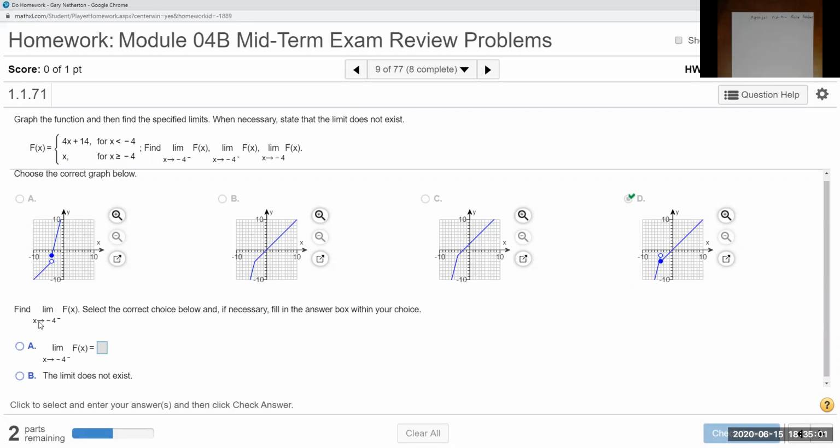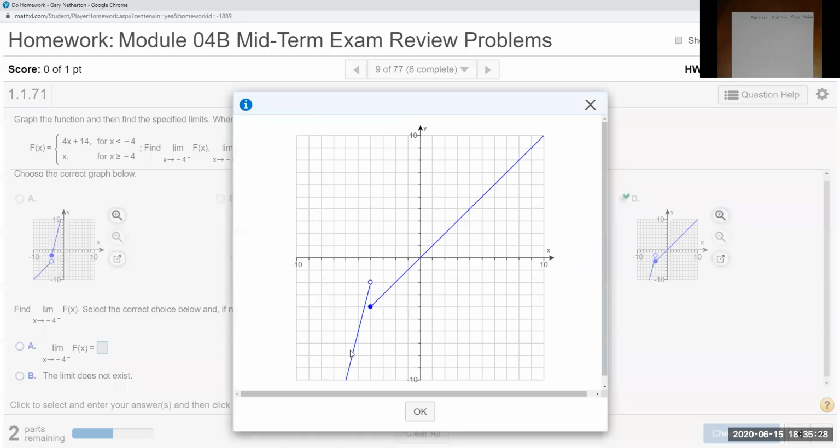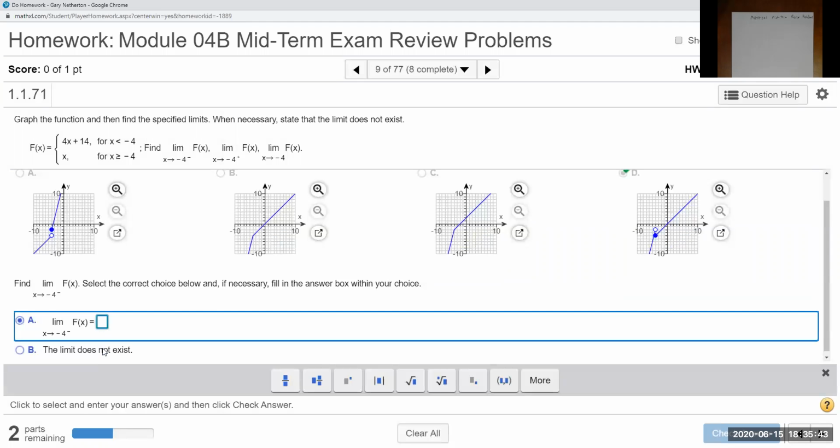Now this is interesting. They're asking us the limit as x approaches -4. But now we've got the little negative up here, so it's only looking as we approach -4 from the left. We're not looking at both sides. We're just looking at as x approaches -4 from the left side. So here's my graph. So as x approaches -4 from the left side, what is the function approaching? -2. Even though it's an empty circle there, it's approaching -2. So I should be able to put -2 here.